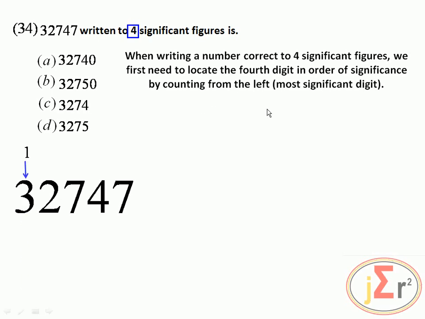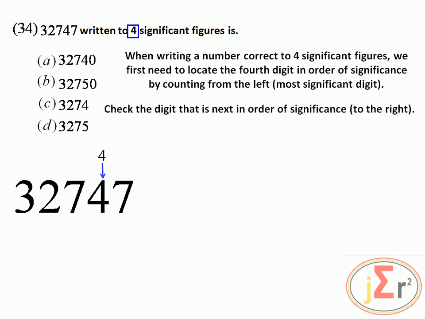So we have 1, 2, 3, 4, and we are right there. We have located the 4th digit in order of significance. Next, we check the digit that is next in order of significance, and that one will be located to the right. So that is the one that we are checking right here, this one.